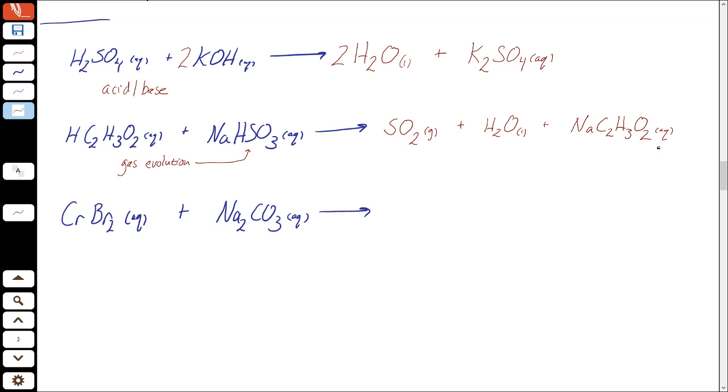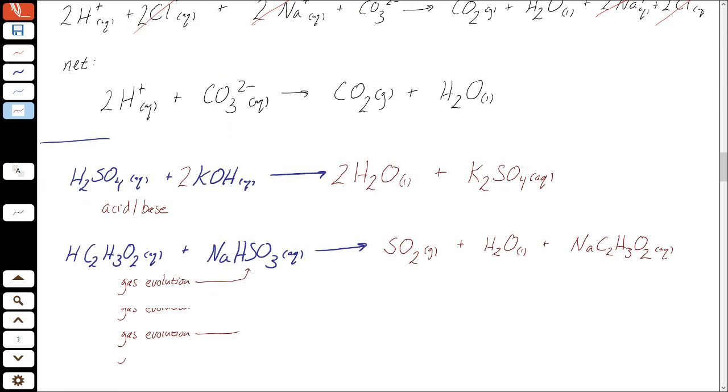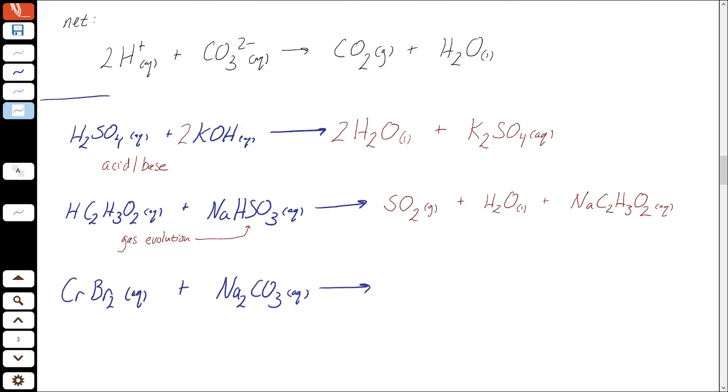It's gas evolution, yeah. So to look for a gas evolution reaction, you're looking for a couple different classes of ions: either sulfides, carbonates, bicarbonates, sulfites, bisulfites, or ammonium. So when you see those, then you look to see if they're reacting with an acid. Well, except for ammonium. If they're reacting with an acid, then you can expect that it's going to form these gas evolution products.